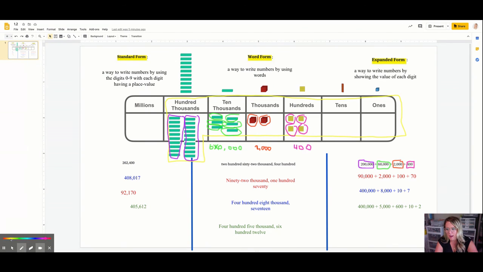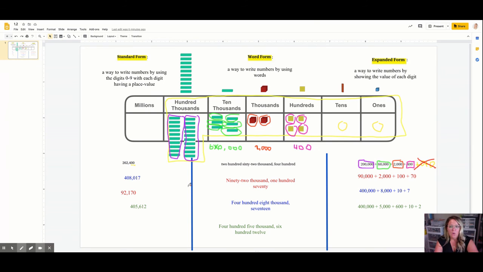Please notice that when a place value has nothing in it, you do not write the zeros into the expanded form. You also don't write those zeros in the word form. So we can see them here in the standard form. We write them in. But when we get to the word form, there's no need to say 262,400, 00. That would be silly. Also with expanded form, there's no reason to show the zeros over here, plus 0, plus 0. We don't need to do that because 0 does not have a value here.